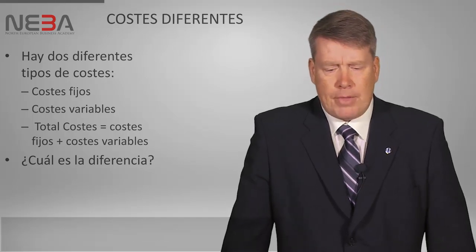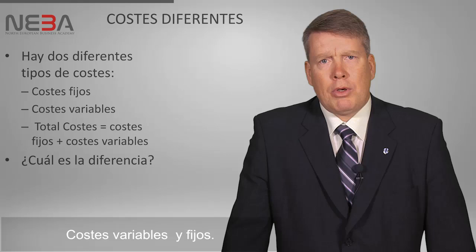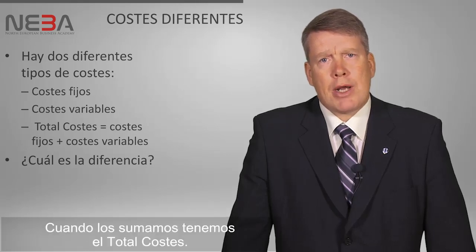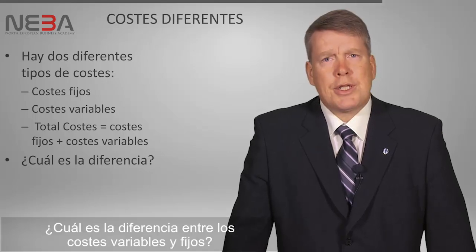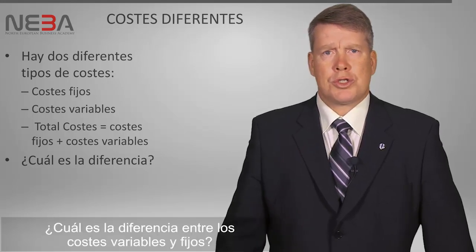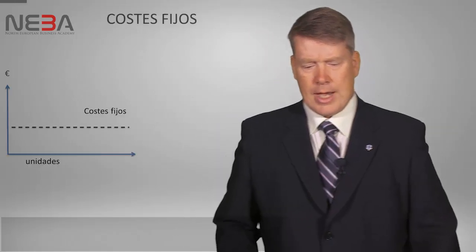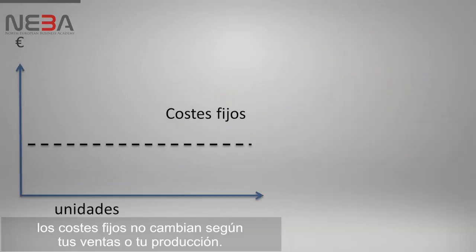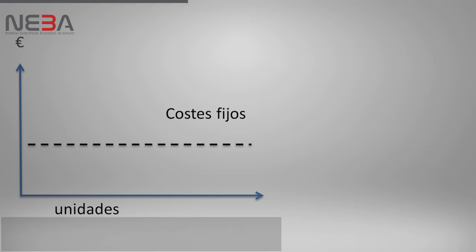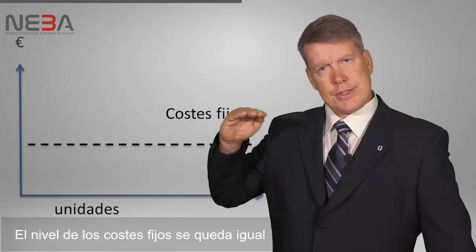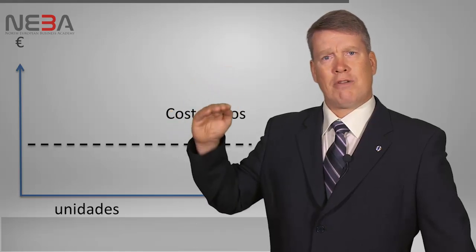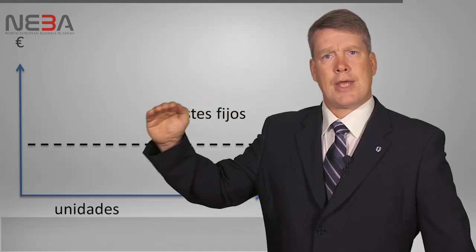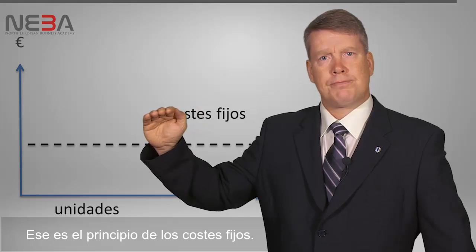Different costs. There are two different kinds of costs, variable and fixed costs. When we summarize them together, we get the total costs. What is the difference between variable and fixed costs? As you can see in the picture, fixed cost does not change according to your sales or production. The level of fixed cost remains the same even if you have a lot of sales or little sales, a lot of production or little production. That is the principle of fixed costs.